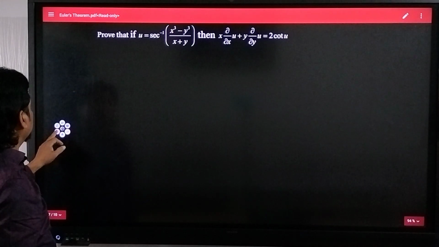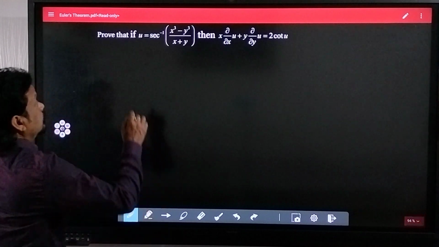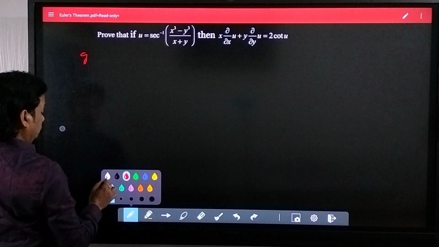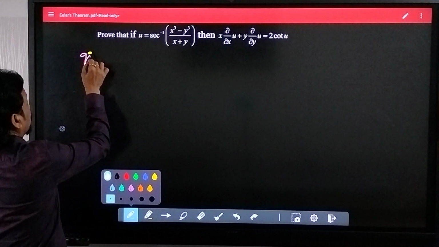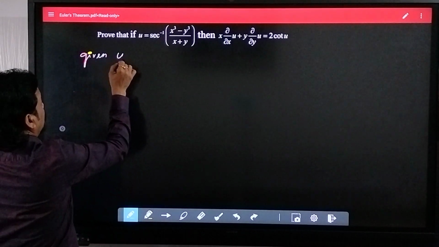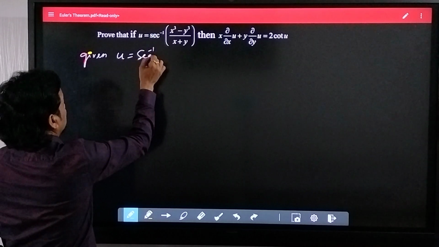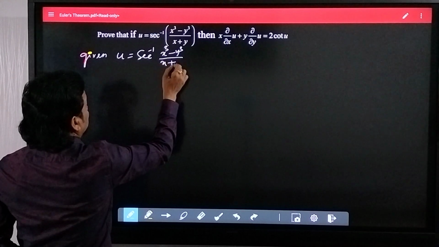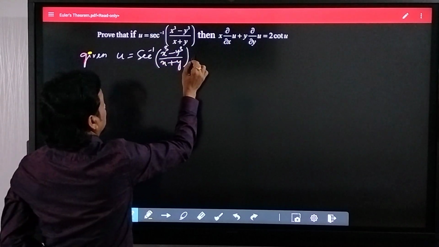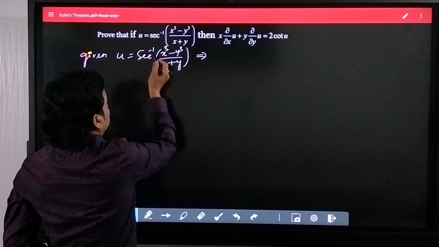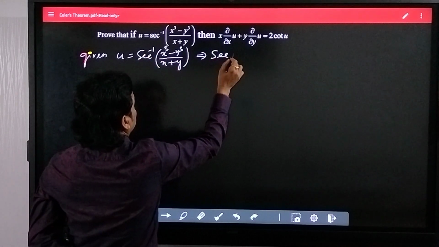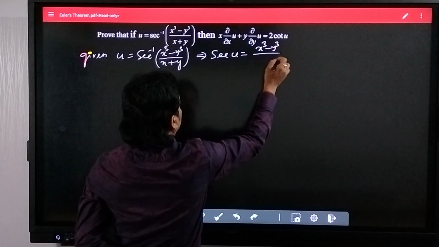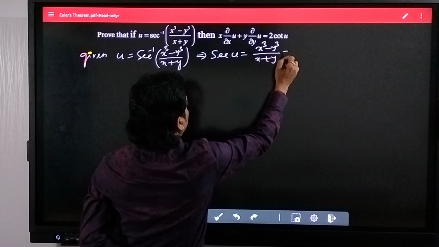Let us see the second one. This is a different question. So I am going to tell you, given u is equal to sec inverse of (x cube minus y cube) divided by (x plus y). So it implies sec u will become (x cube minus y cube) divided by (x plus y). Let it be f, say.